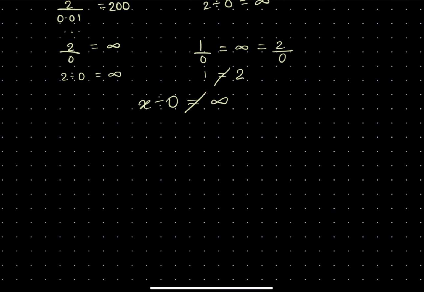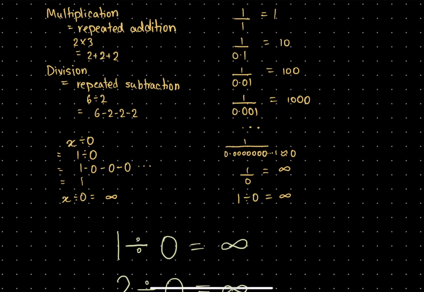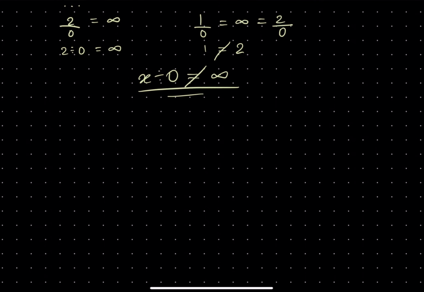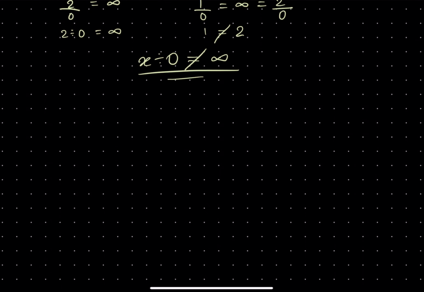If that isn't enough proof for you, then there is another way we can show that x divided by 0 is not infinity. Like in this method, where we went down from 1 divided by 0.1 to 1 divided by 0, we're going smaller and smaller. So we go from 1 divided by 0.1, then 1 divided by 0.01, then 1 divided by 0.001, and then finally 1 divided by 0. So can't we go up the same way?